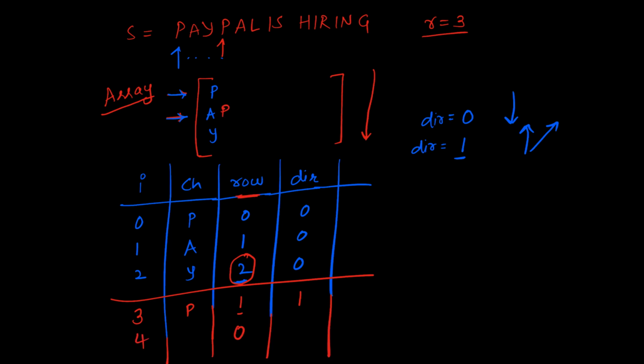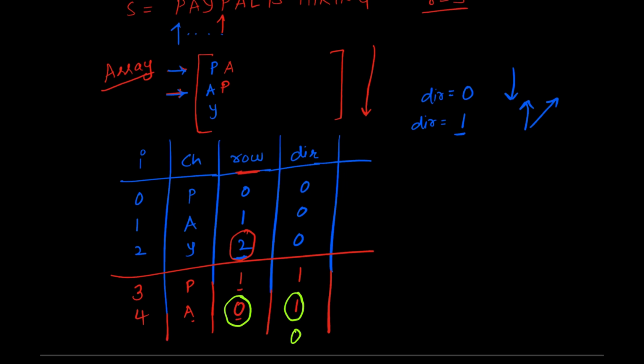For the next cycle, i will be 4. The corresponding character is A. The row will be decremented to 0. The direction will stay as is. So A will be appended to row number 0, that is the first row. As we are at the first row, we can't decrement the row counter anymore. So instead we'll start incrementing it and switch the direction to 0. This means that we are going in the downwards direction. We'll repeat the same cycle multiple times until we have iterated through all of the characters in the input string and characters are appended to the array at the appropriate rows. Once the iteration is complete, we'll combine all of the characters at each row and build our output.